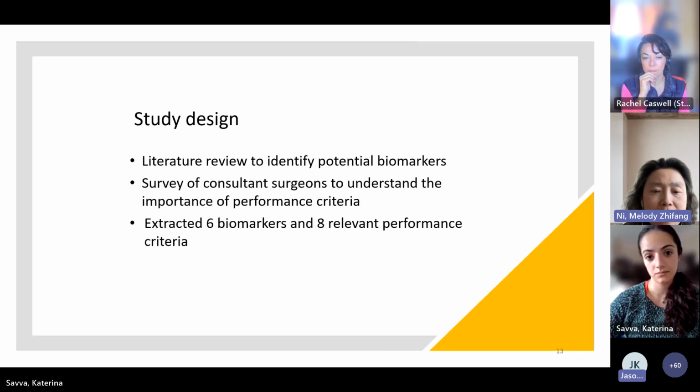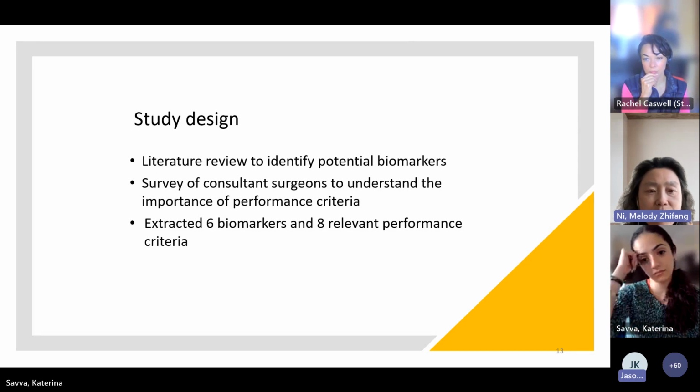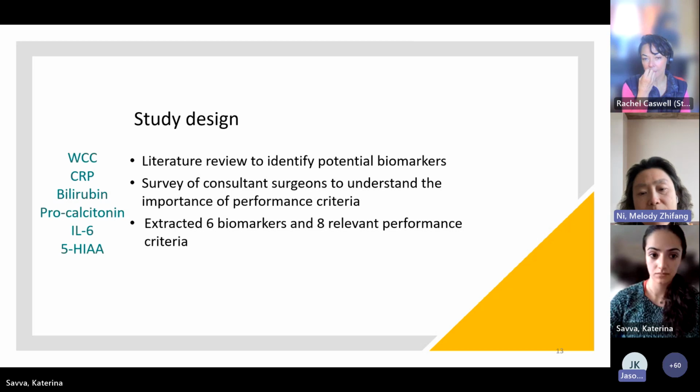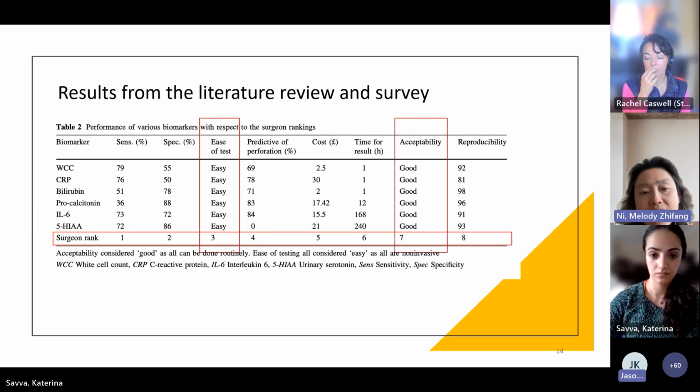Next slide, please. So what we did is look at the literature with a systematic search for potential biomarkers. We also did a survey of consultant surgeons to understand what they value when they select those biomarkers. From this process, we extracted 6 non-invasive biomarkers that could potentially be clinically relevant and easily translatable, and 8 relevant performance criteria. The next slide will show you what these 6 biomarkers and 8 performance criteria are.